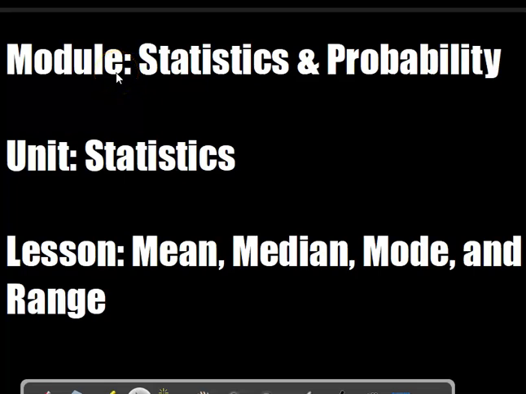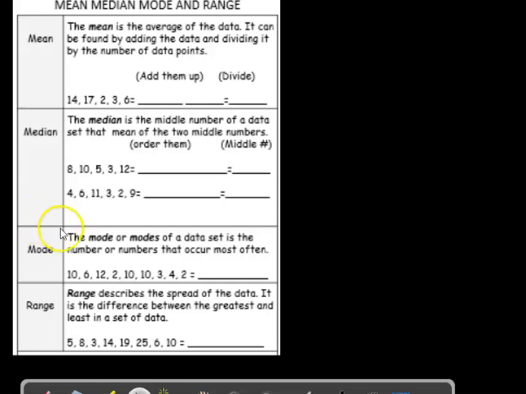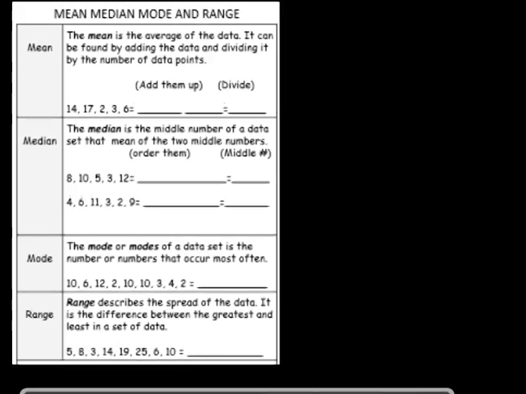Okay, so this is the statistics and probability module. We're in statistics, and this is lesson one: mean, median, mode, and range. You have this checklist, so this is the first lesson, second lesson, so forth. All right, so let me move this up just a touch.